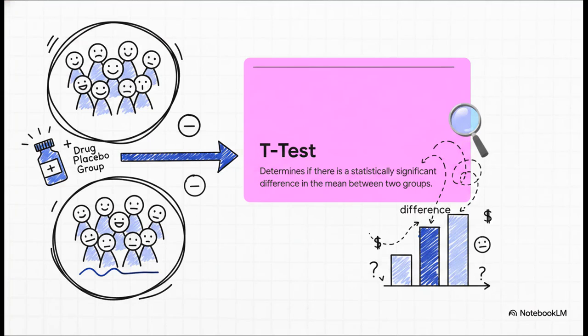Honestly, just think of it as a super powerful magnifying glass. You point it at two different groups, maybe patients getting a new drug versus a placebo, and boom, it tells you if the difference in their average results is actually statistically significant. It is the absolute go-to tool for finding real differences.